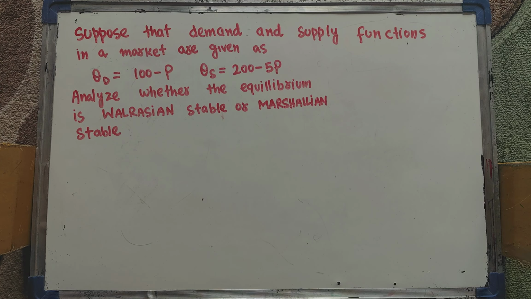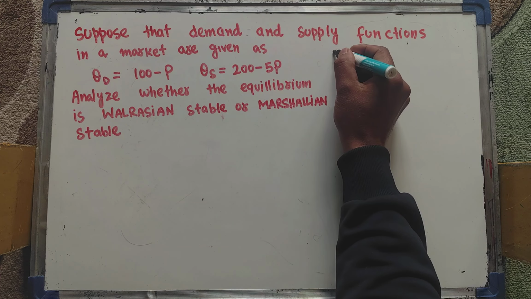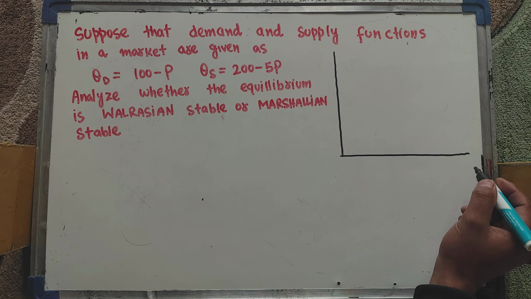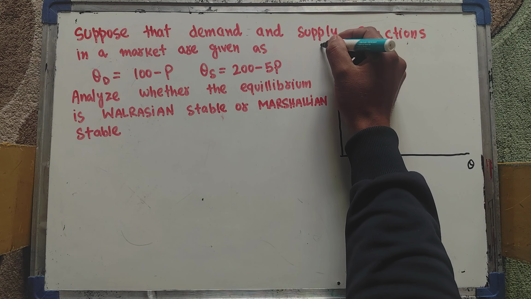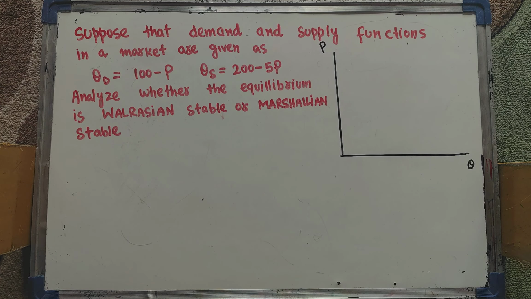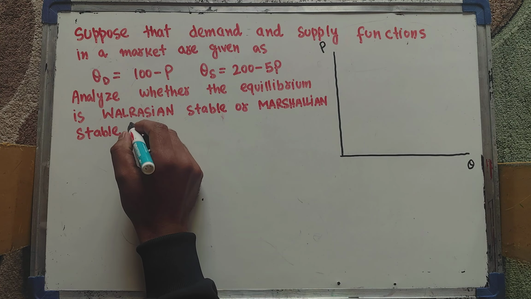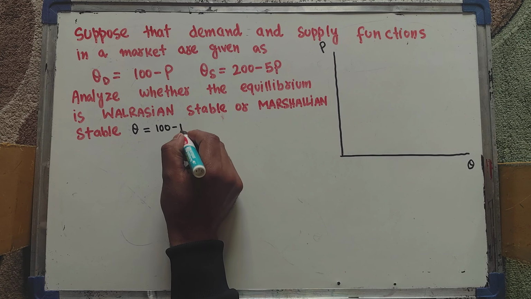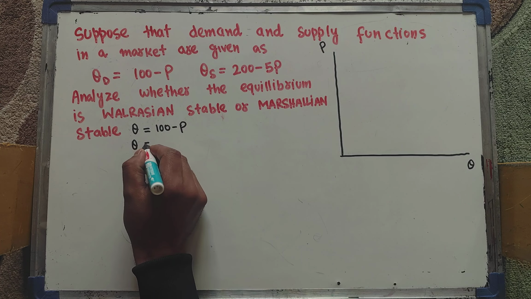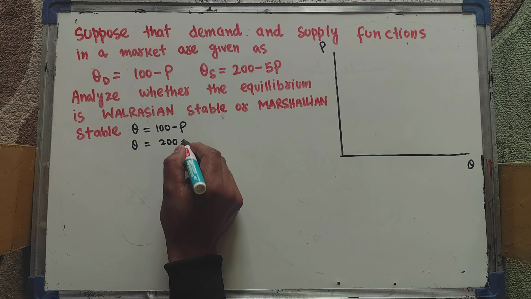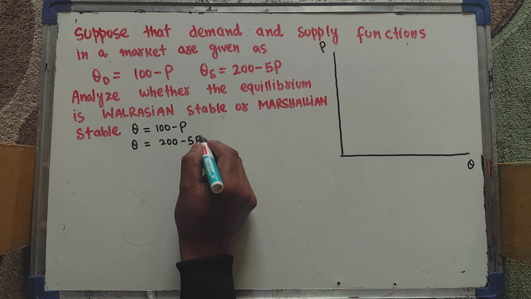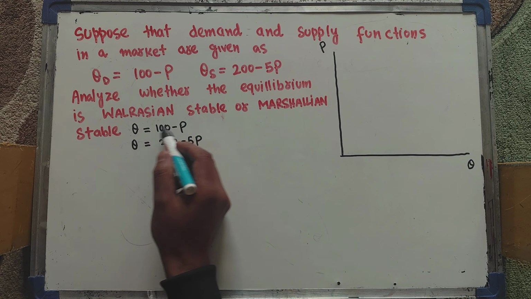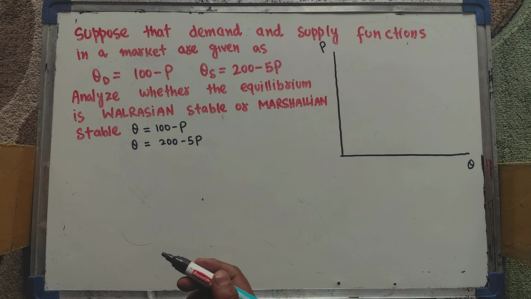Okay, so let me draw a simple graph here. We have quantity on the horizontal axis, price on the vertical axis. We are being given the demand function, that is quantity demanded is equal to 100 minus P and quantity supplied is equal to 200 minus 5P. We have an unusual supply function here, you can see, and I will explain. Let me first draw the graph of the demand function.